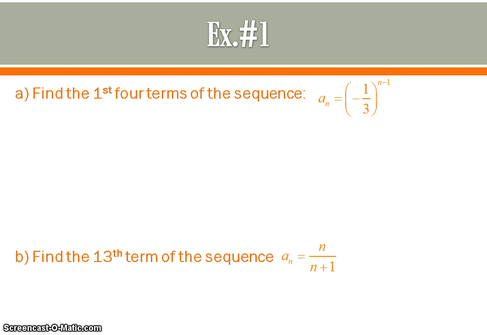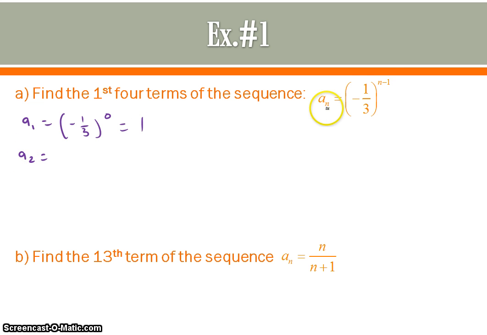Okay, so here we're going to find the first 4 terms of the sequence. So here we're given this sequence, and we need to find the first 4 terms. So the first 4 terms would be n equals 1, 2, 3, and 4. So we're going to find a sub 1, subscript 1, meaning plug in n equals 1. Okay, so this is minus 1/3 to the 1 minus 1, or 0. Minus 1/3 to the 0 is 1.